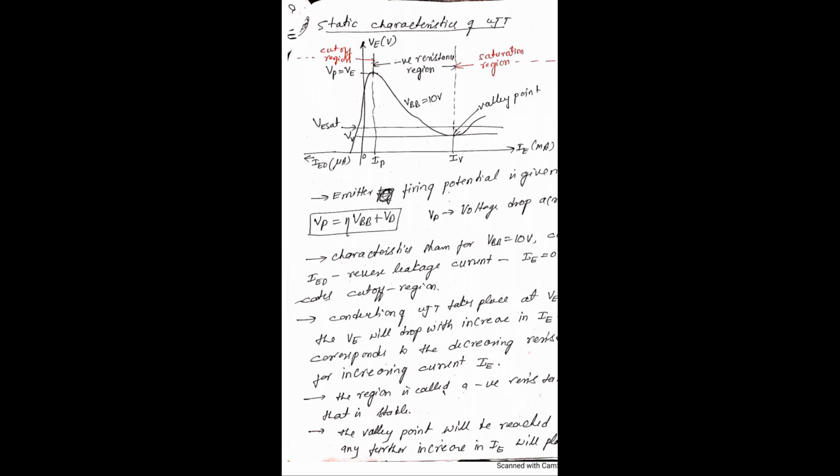Why is it called the negative resistance region? The resistance formula is R equal to V by I. Here the voltage is decreasing, which means the resistance is also decreasing. We are not actually going to get any negative resistance in this region. The decrease of this resistance is what we call the negative resistance region.